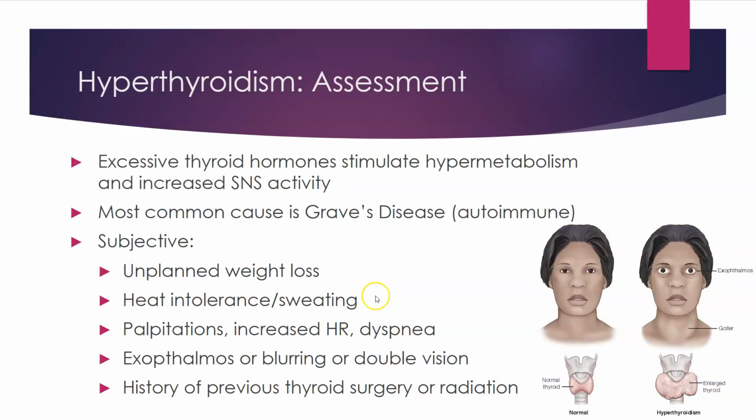So hyperthyroidism is excessive thyroid hormones that increase the body and ramp it up metabolically. Most common cause is Graves' disease, which is an autoimmune situation. So what you're going to see with this is unplanned weight loss, heat intolerance and sweating, palpitations, increased heart rate, dyspnea, exophthalmos, or blurring or double vision, which you can see in this image right here, and then a history of previous thyroid surgery or radiation.